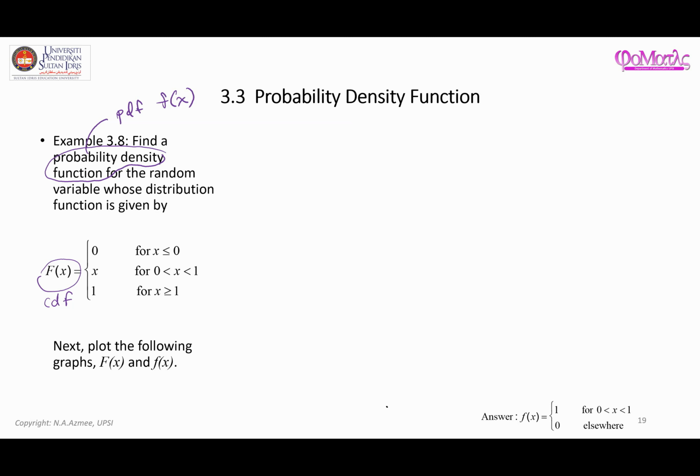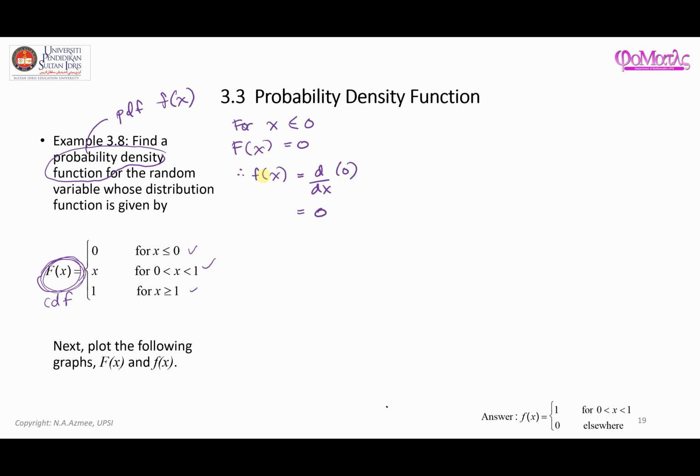Right. Now, in order to get the PDF, we need to differentiate the CDF. So we're going to consider each interval. For example, here, if we consider the interval for x less than or equal to 0, in this case big F(x) is 0. Therefore, in order to find the PDF, we need to differentiate this function, and this function is 0. So if you differentiate 0, you get 0, a constant.